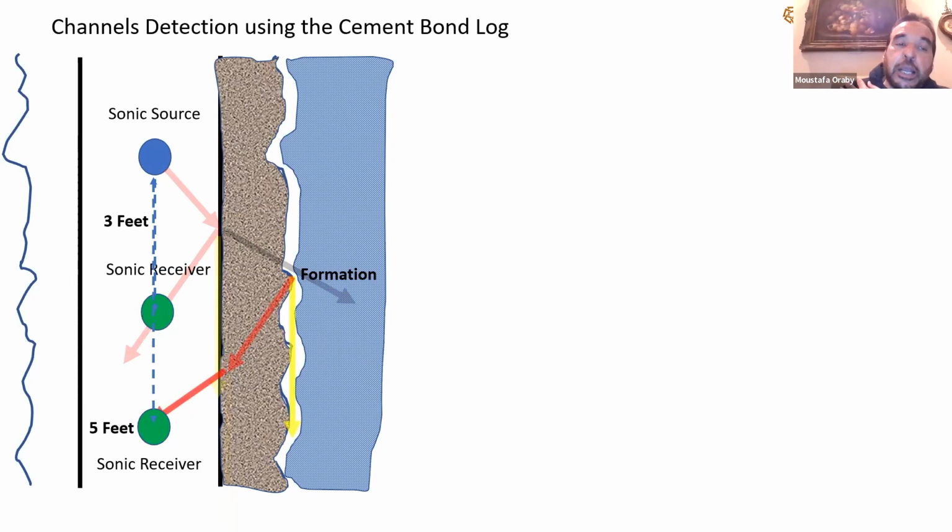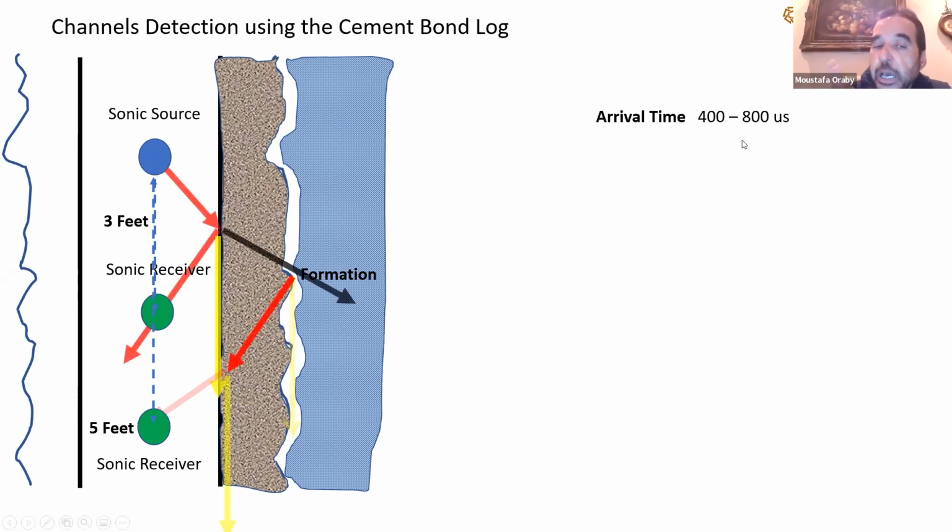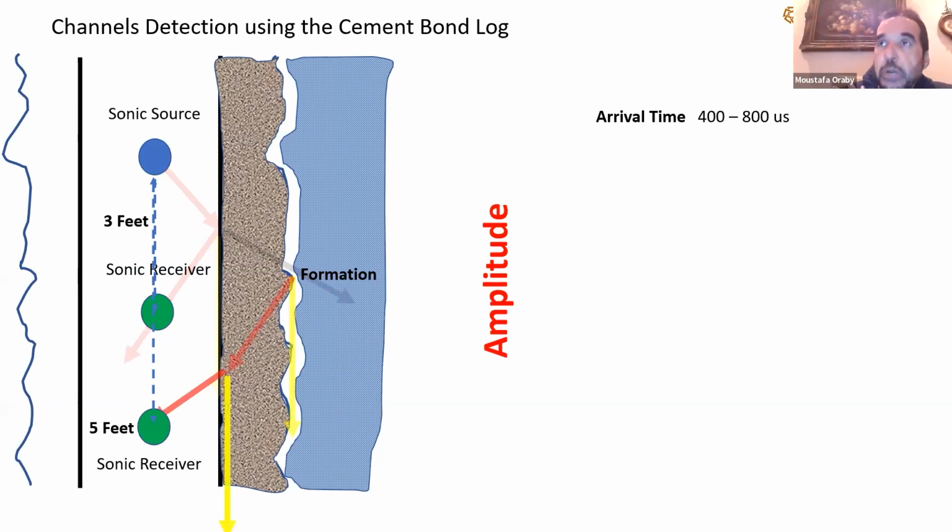Okay. Similarly, what is the expected time? Expected time for the first arrival, remember, it was 200 to 400 microseconds. The second arrival between 400 to 800 microseconds. It comes later, it comes in a longer time. So it goes from 400 to 800 microseconds. And it follows the same rule, attenuation rule, amplitude. The amplitude is strong or the amplitude is weak.